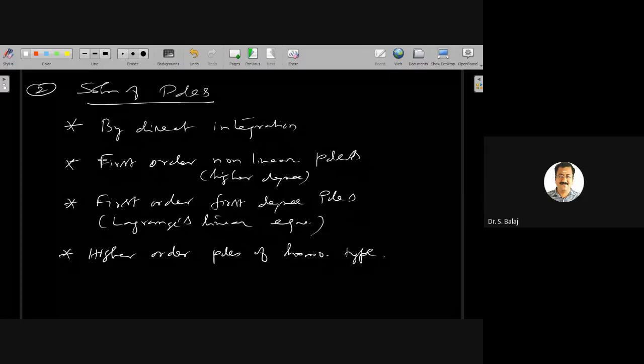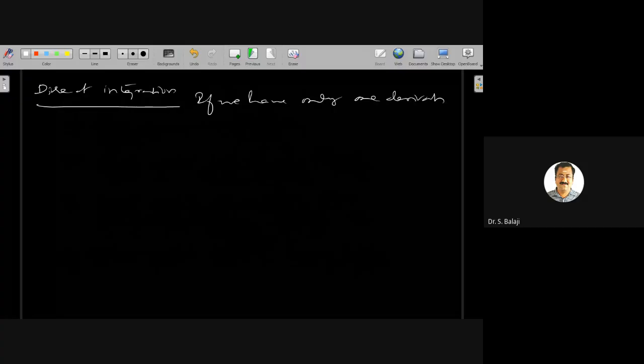What are the methods we consider here? In the direct integration procedure, if we have only one derivative in the given equation, then we can adopt this procedure of direct integration.